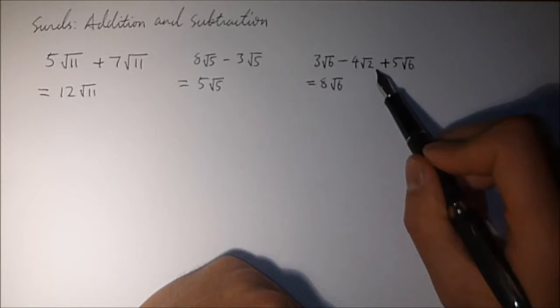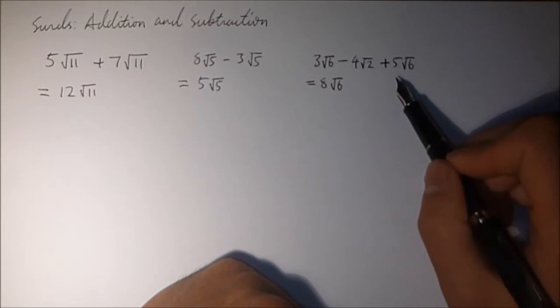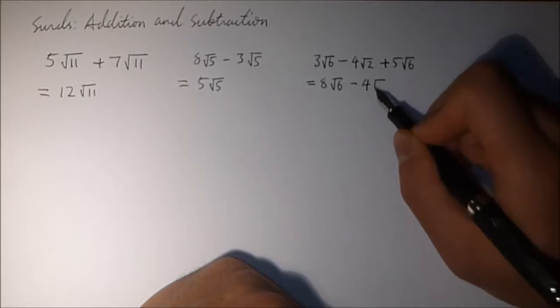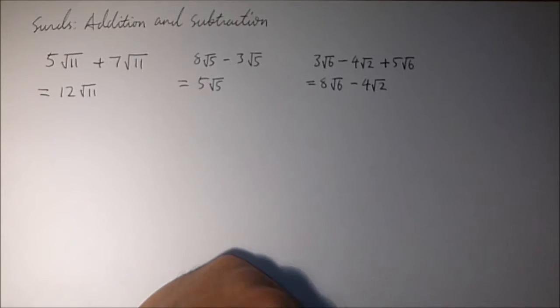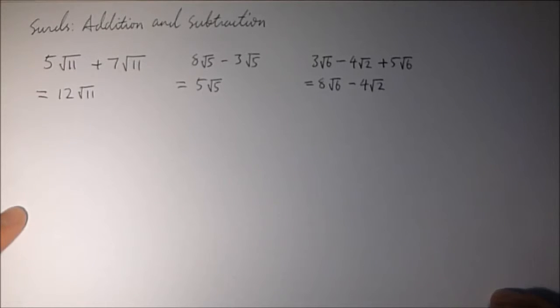However, this term here, 4 square root of 2, it's not the same. So you can't actually do anything to it, which means you will have to leave it to the side. And this is the furthest you can go.